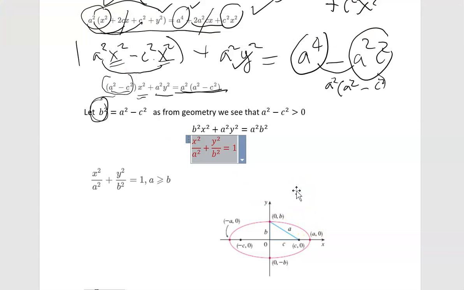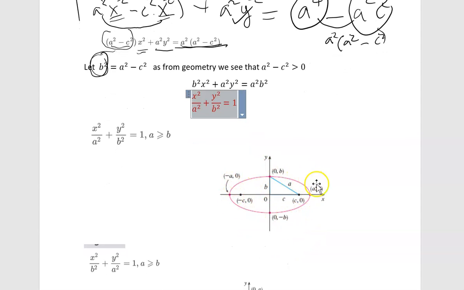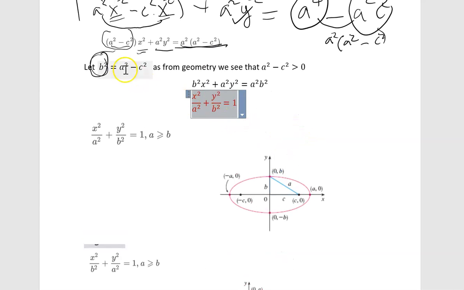There are two possibilities. When A is greater than or equal to B, that means the stuff under the X is greater than the stuff under the Y, and we get a flat ellipse like that, where the focus is like that. Because remember, we need B squared to be positive, so A squared minus C squared has to be positive.